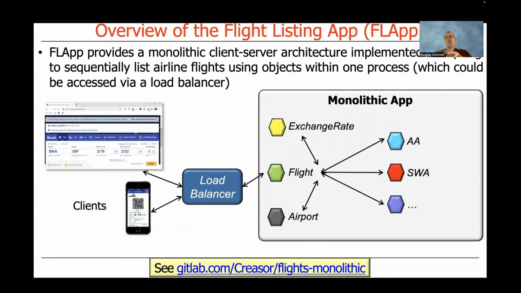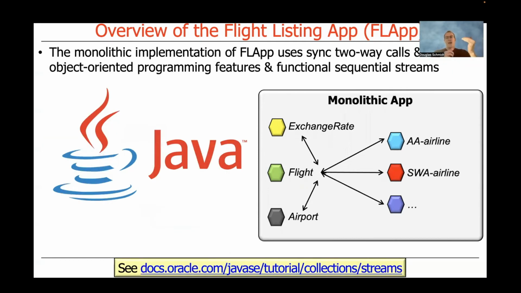There are other variants of this particular app, which I'll just mention briefly here after I give you a quick overview of the monolithic implementation. And you can see that the monolithic implementation uses synchronous two-way calls and various object-oriented programming features that Java provides. And it also uses functional sequential streams. So to kind of keep it simple, but still compact, we use Java functional features like sequential streams.